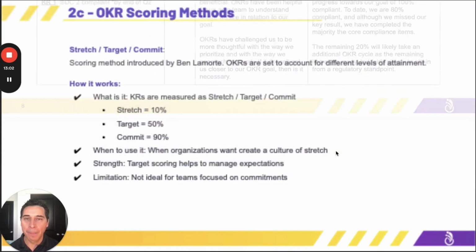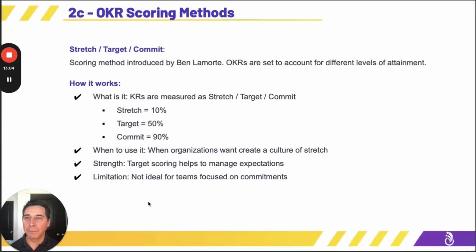So, okay. All right, so here we have the stretch, target, and commit. This was one of my favorite scoring methods. I really like this method. It was introduced by Ben Lamort, and it's really kind of a combination of the radical focus method as well as the Measure What Matters method. But let's take a look at it, right? So in terms of the scoring method, you have your stretch, target, and your commit. Well, what does the 10, 50, and 90% mean? Well, what that means is that when we're looking at our stretch target, that's about a 10% of attainability, right? So, I mean, we've definitely set that bar pretty high.